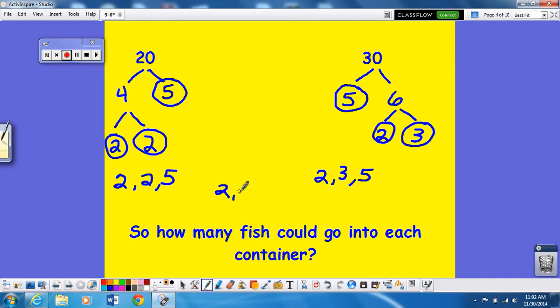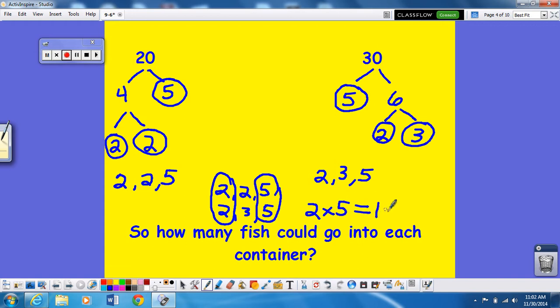So we have 2, 2, and 5 for 20. We have 2, 3, and 5 for 30. Circle the common ones, 2 and 5, and then you simply multiply them to get the GCF, or the greatest common factor. We know 2 times 5 is 10, so how many fish could go into each container?